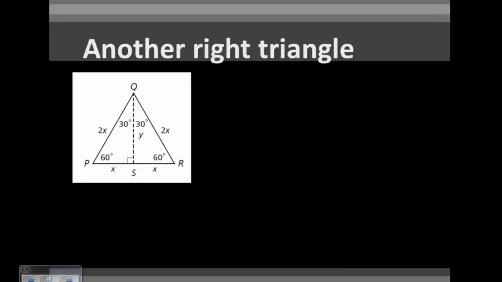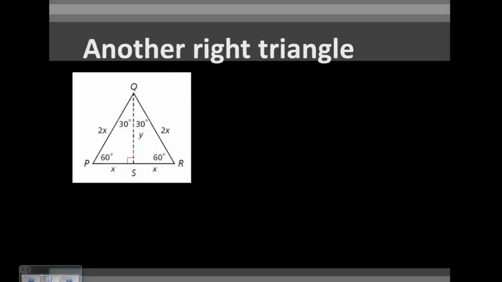Okay, now we're going to look at another right triangle, and this one, instead of starting with a square, we're going to start with an equilateral triangle. So our equilateral triangle is triangle PQR, where the side lengths are 2x, 2x, and 2x. x plus x is 2x. And what we're going to do is draw the altitude.